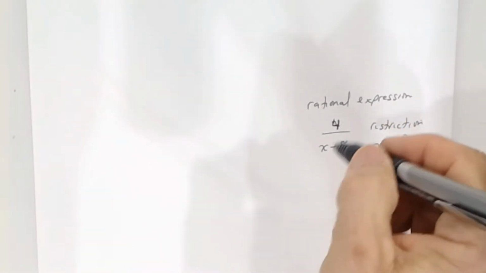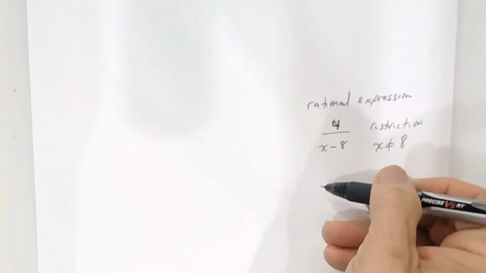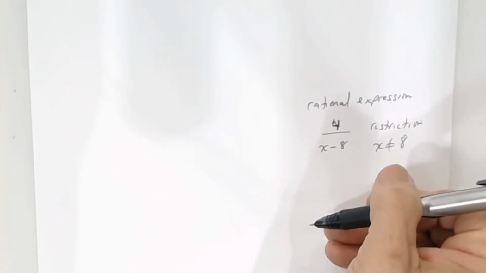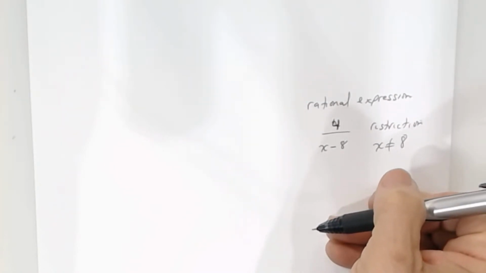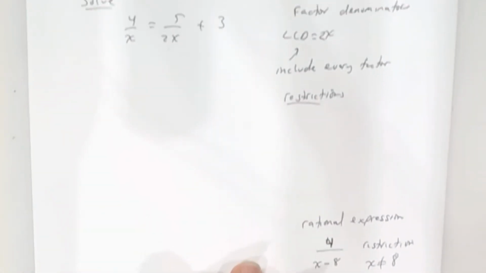I can let x be any other number. Someone said 12. I can let x be 12, right? I will get 4 divided by what? 4. That's okay. 4 divided by 4 is 1. I just can't let x be 8. All right. Now, knowing that, let's go back to this one now.